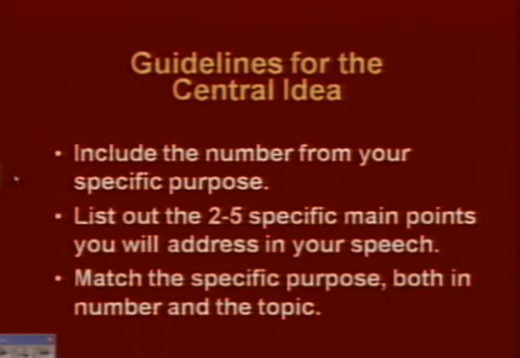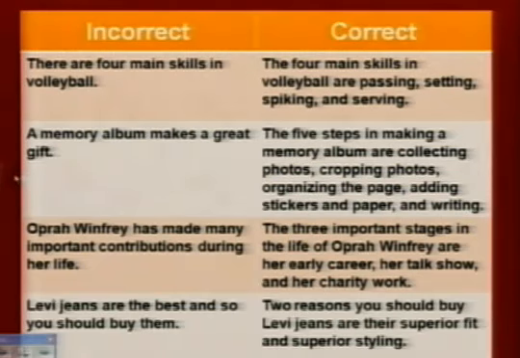Let's see if I was a little bit more accurate in my creation of our table here. Let's look at some examples for incorrect and correct. The first one is there are 4 main skills in volleyball. What am I missing there? The skills. I'm supposed to list them out, right? So the 4 main skills in volleyball are passing, setting, spiking, and serving.